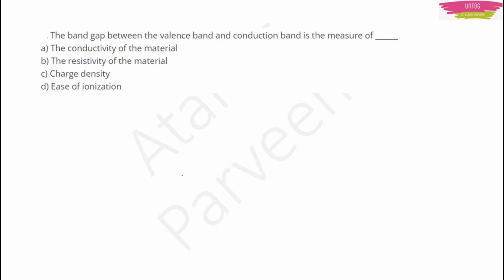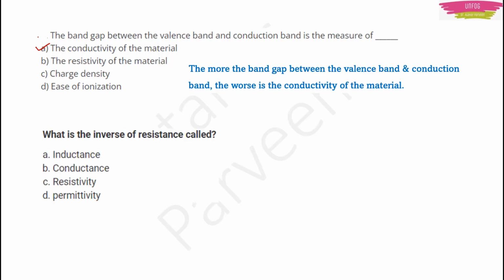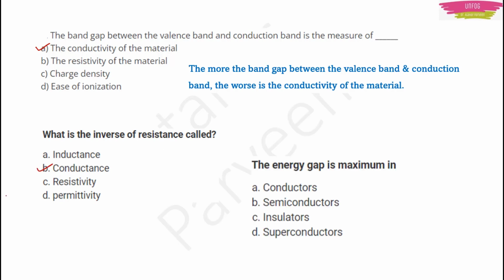Next question. The band gap between valence band and conduction band is the measure of... See, usually we measure with conductivity of the material. The more the band gap between the valence band and conduction band, the worse is the conductivity of the material. What is the inverse of resistance called? The inverse of resistance is called conductance. The energy gap is maximum in, of course, insulators. There is no energy gap in conductors and a very small energy gap in semiconductors.